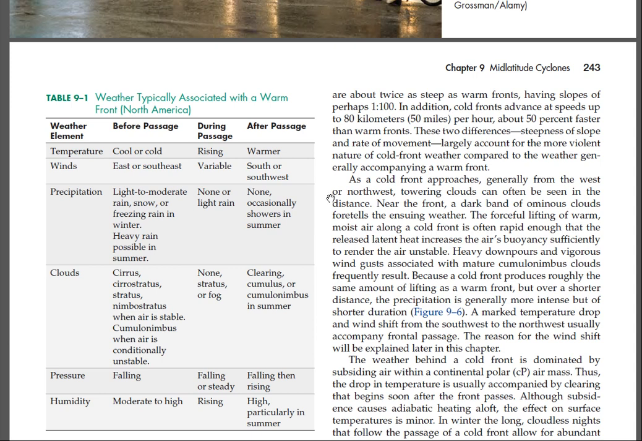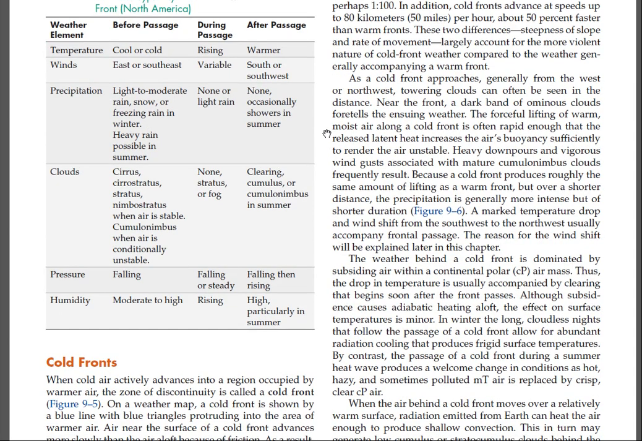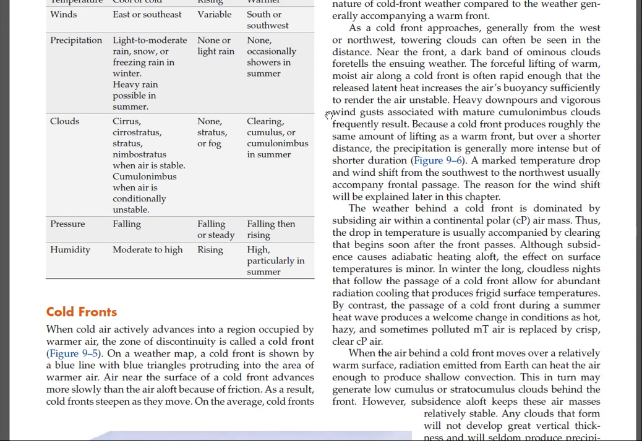As a cold front approaches, generally from the west or northwest, towering clouds can often be seen in the distance. Near the front, a dark band of ominous clouds foretells the ensuing weather. The forceful lifting of warm, moist air along a cold front is often rapid enough that the released latent heat increases the air's buoyancy sufficiently to render the air unstable. Heavy downpours and vigorous wind gusts associated with mature cumulonimbus clouds frequently result.